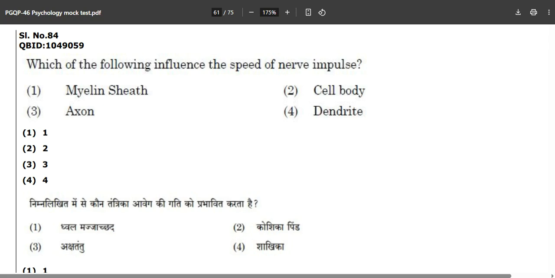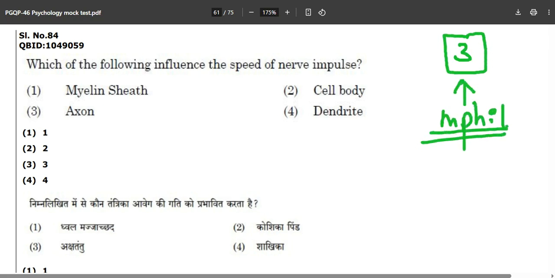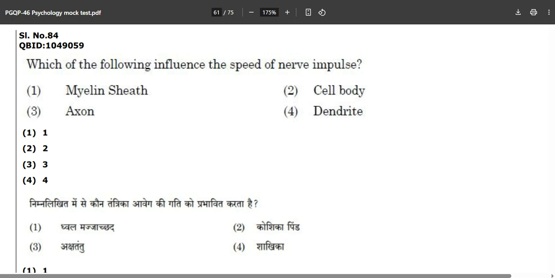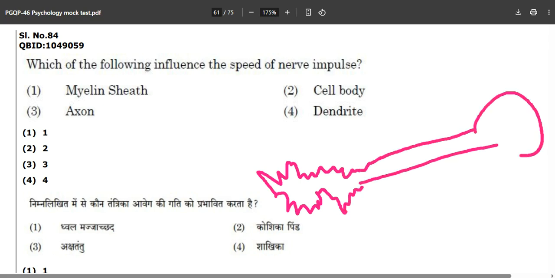Now, this is the third question we are going to witness right now. This is from biopsychology, which is a favorite topic of your MPhil entrance examinations. Which of the following influences the speed of nerve impulse? If you know what the speed of nerve impulse is, make sure that you comment down below, along with the difference between one-way and two-way analysis of variance. Try to answer this question correctly. Let's find out if you know the answer.